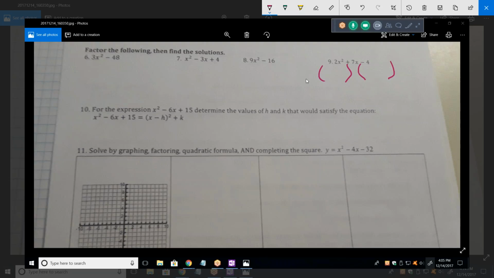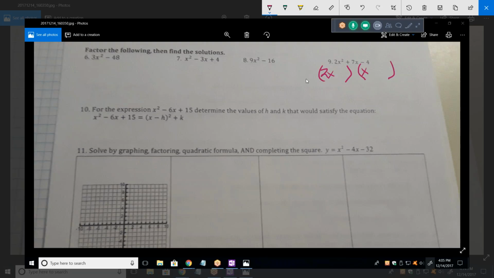Split the x's up. Those have to be split up. Okay. So what's going to multiply together to give you 2x squared? X squared, or 2x and x. Okay. That's the first step. We split the x's up.